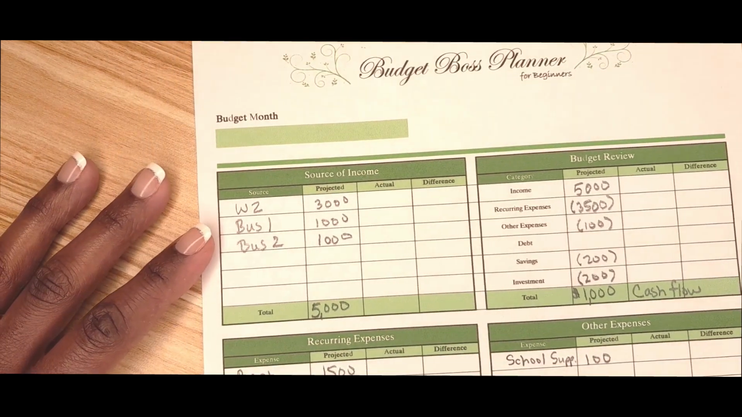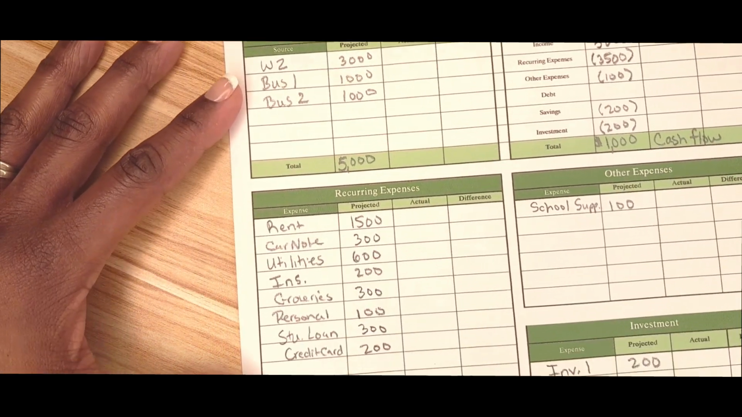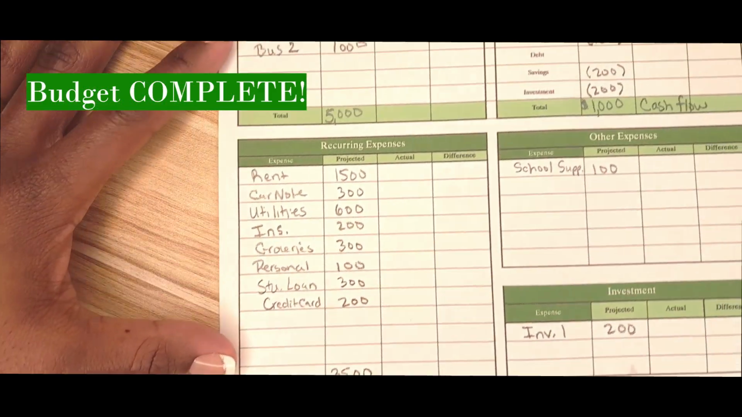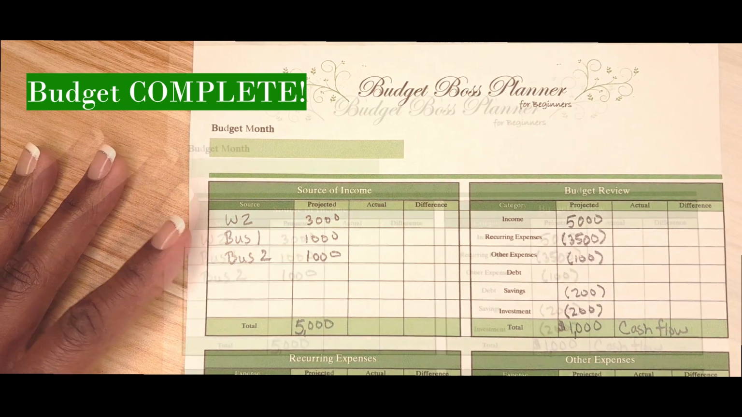And that is how you would complete your Budget Boss Planner for your monthly expenses, just to break everything down into categories and to bring it all together so you can see where you stand in a summarized way. So I hope that was helpful.